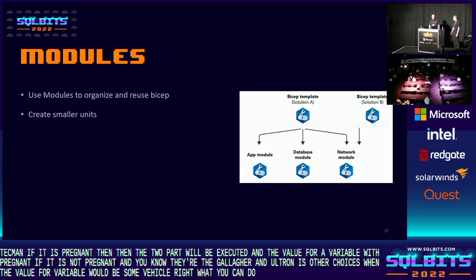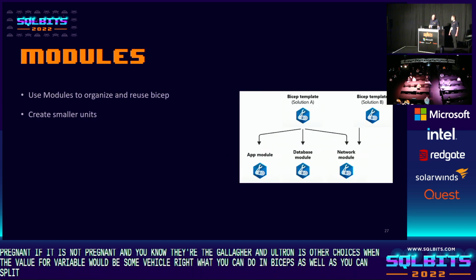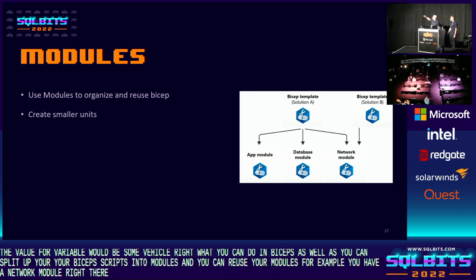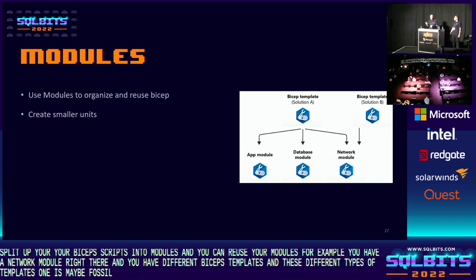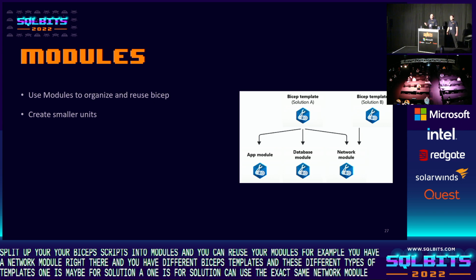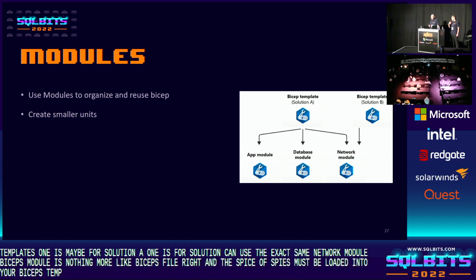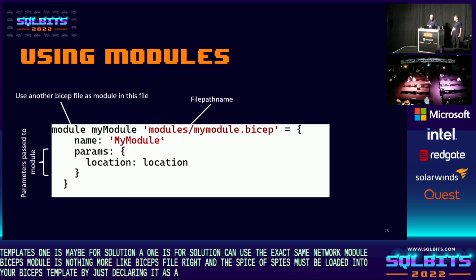What you can do in Bicep as well is split up your Bicep scripts into modules, and you can reuse your modules. For example, you have a network module, and you have different Bicep templates, maybe one for solution A and one for solution B, which can use the exact same network module. A Bicep module is nothing more than a Bicep file, right? And this Bicep file must be loaded into your Bicep template by just declaring it as a module. And this looks this way.